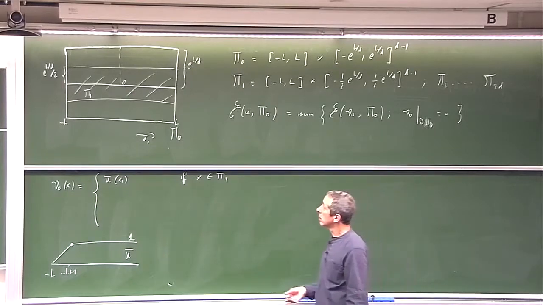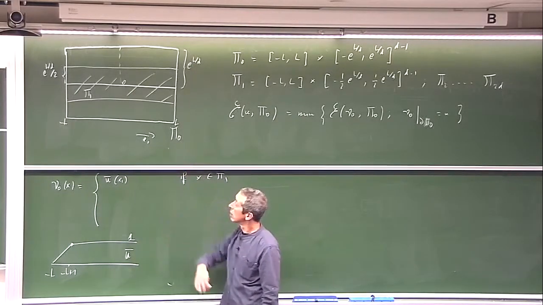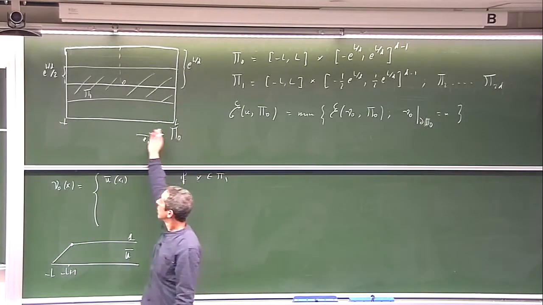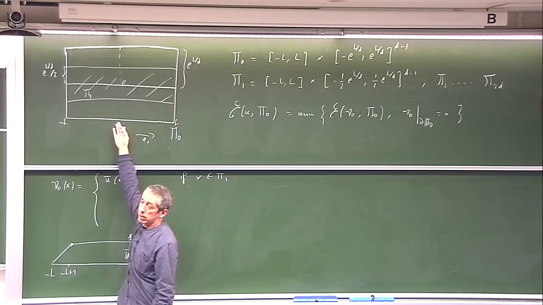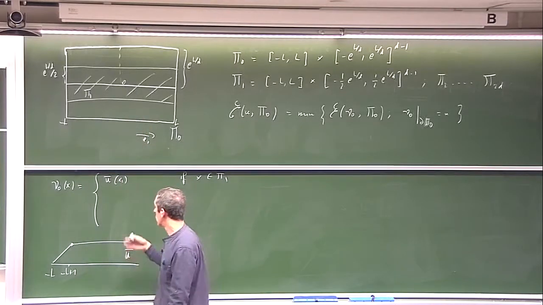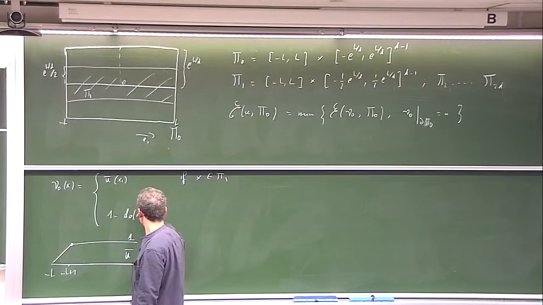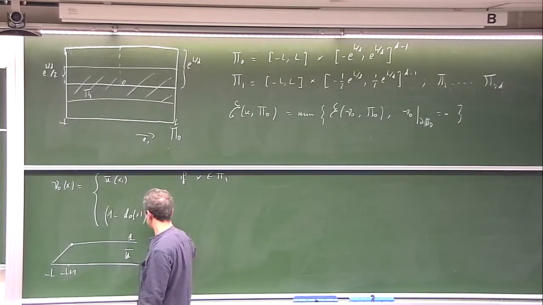Between pi 1 and pi 0, we should do something in such a way that we meet the right boundary condition here and also up there. So we do some interpolation between u and u bar.